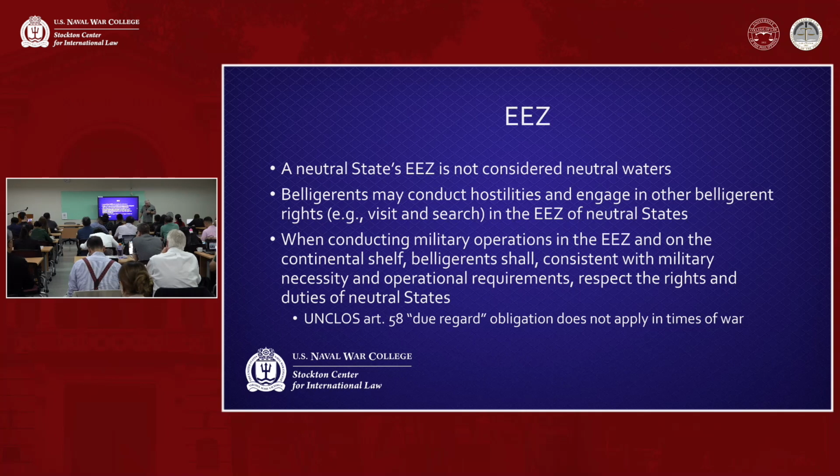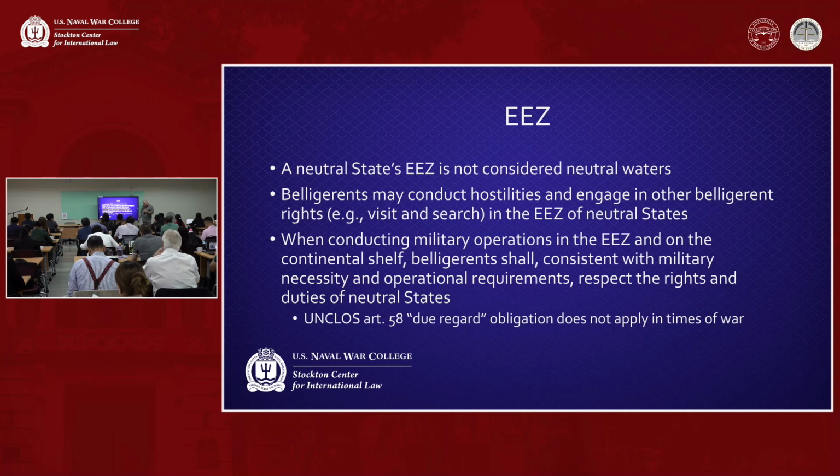EEZ is not considered neutral waters. Again, Professor Kraska drove that point home during his lecture. That means that belligerents can engage in hostilities against the other belligerents, and they can exercise other belligerent rights such as visit and search while in neutral EEZs.